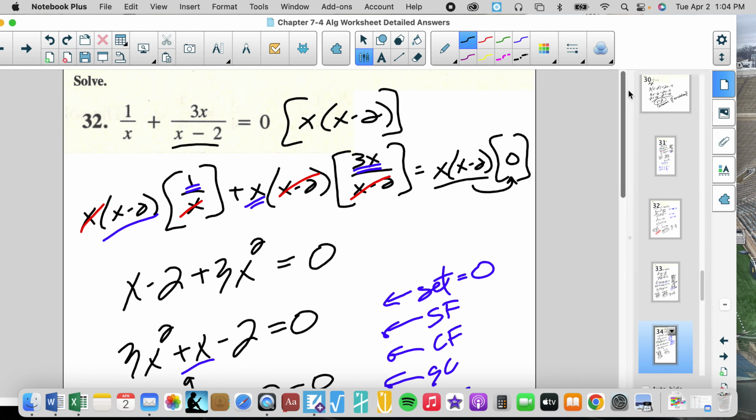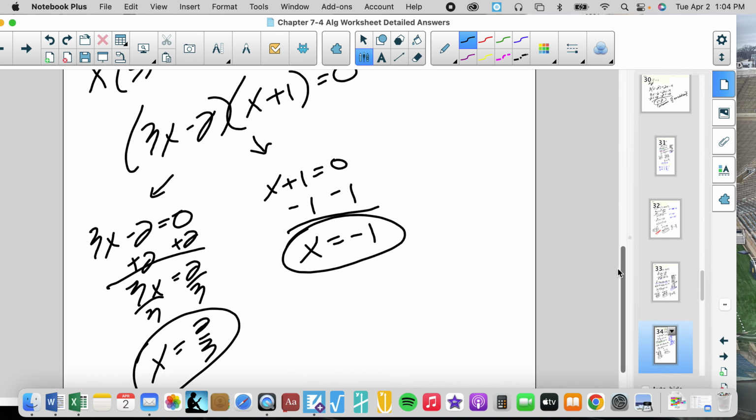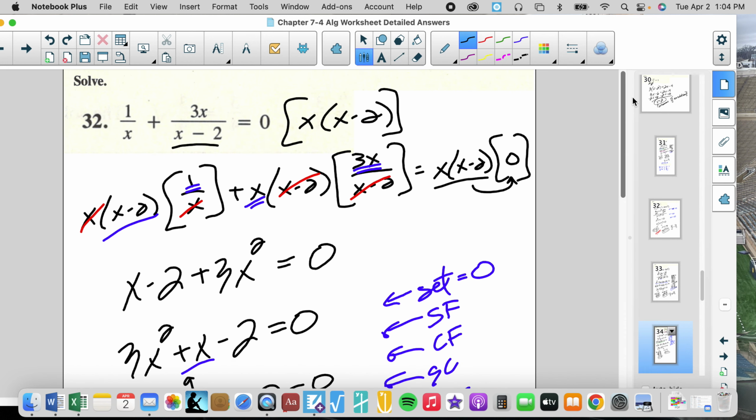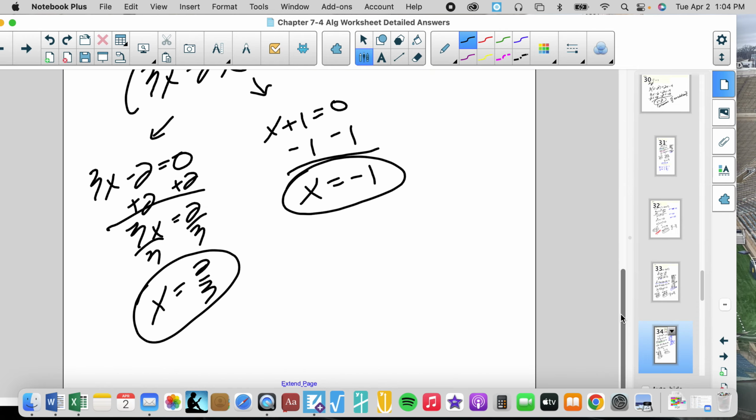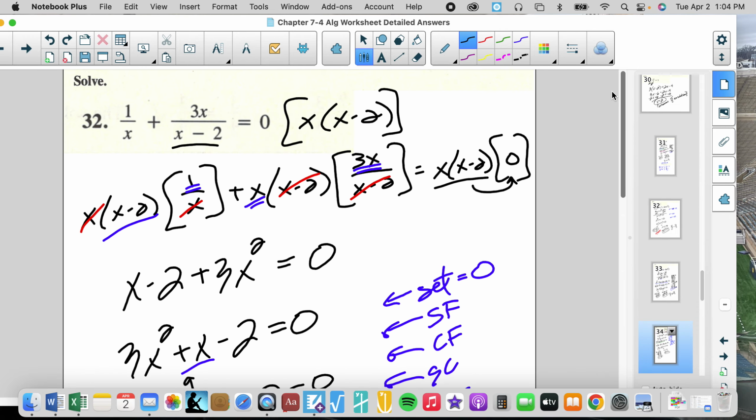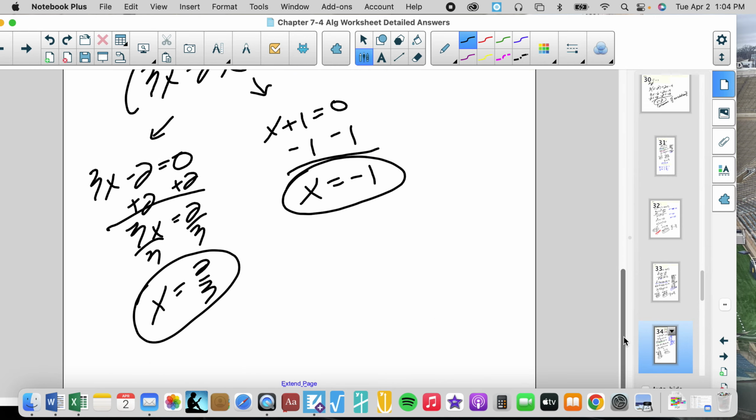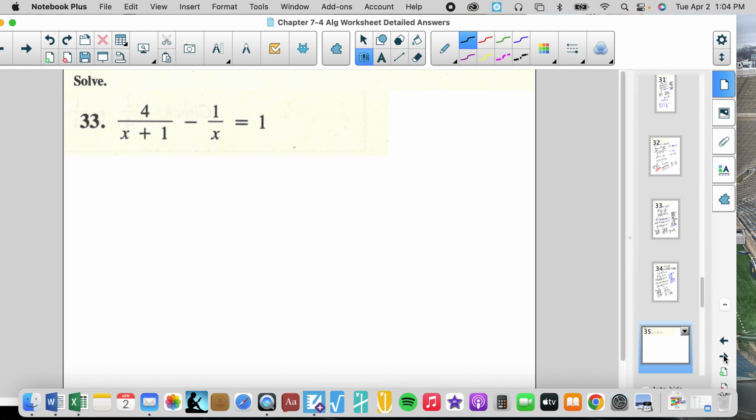Now I have to look at the denominators. Does plugging in negative 1 create 0 in the denominator? No. Does plugging in 2/3 provide 0? No. So those are both viable. And those are the answers. Really good. So again, what is my common denominator?